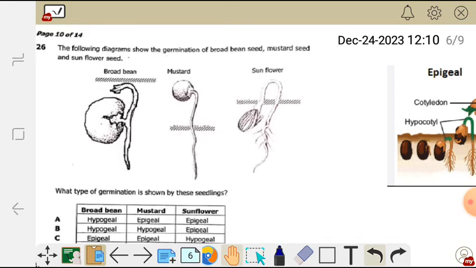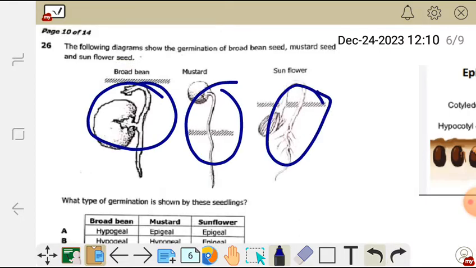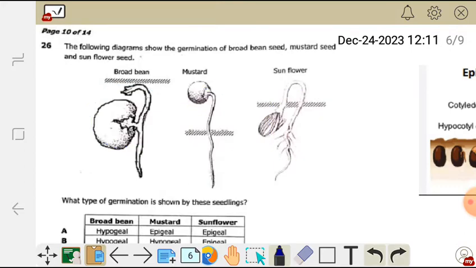Question 26. The following diagrams show the germination of broad bean seed. We have broad bean seed, and we have mustard seed. We also have the sunflower seed. So these diagrams are just showing germination of these 3 different seeds. Then they are asking what type of germination is shown by these seedlings. What type of germination is shown here?